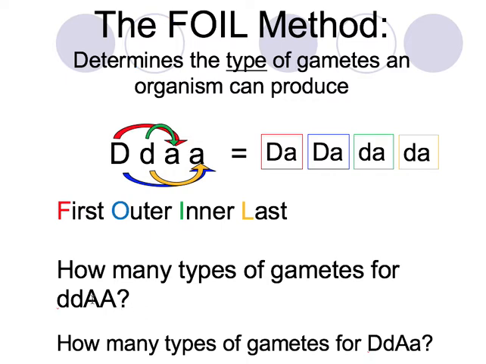So they're going to pass on little d, big A. Did I say little a? I'm sorry, it's big A. Little d, big A is the only thing they can pass on to their offspring. Now for this last example, how many types of gametes for big D, big A, little a? See if you can figure that one out on your own. It's extra fun.